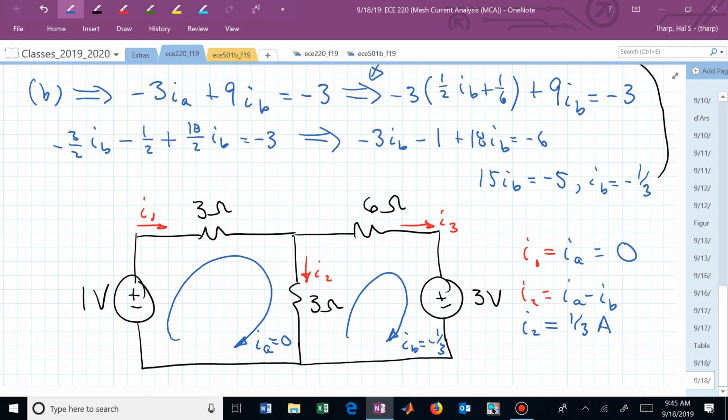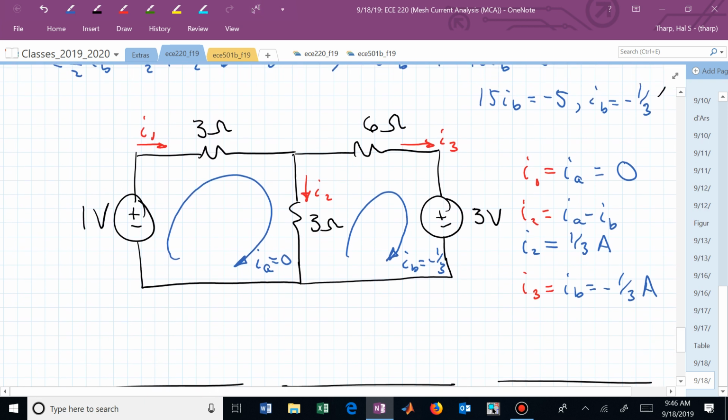What about I sub 3? What's I sub 3? That's just I sub B. And I sub 3 is then minus 1/3 amp.